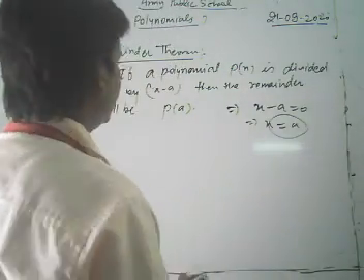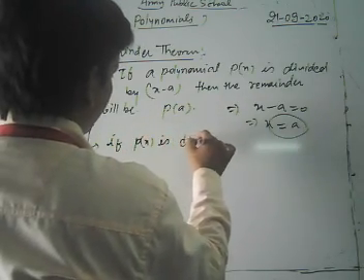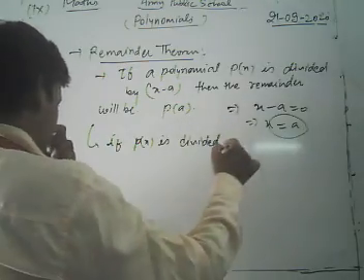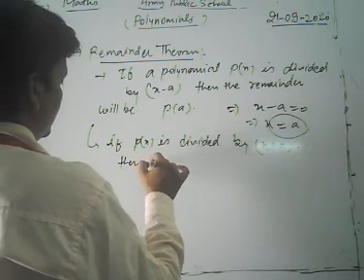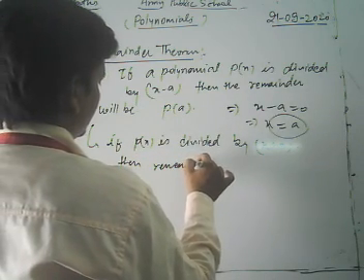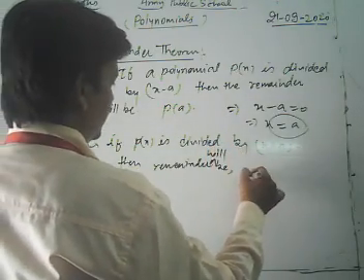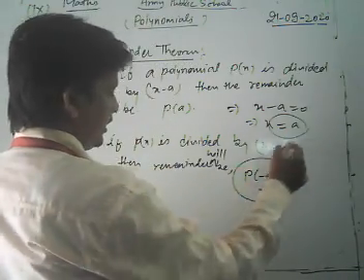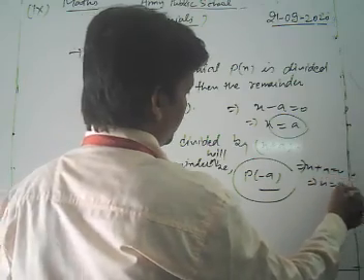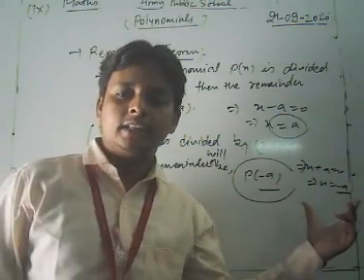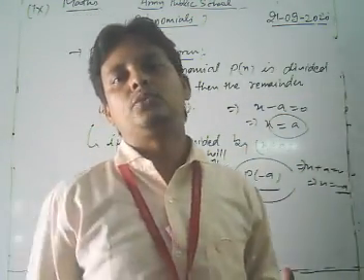Similarly, if p(x) is divided by x plus a, then the remainder will be p of minus a, because when we take x plus a equal to 0, we get x equal to minus a. In that type of question, we just replace x by minus a, and hence we get the required remainder of the given polynomial.